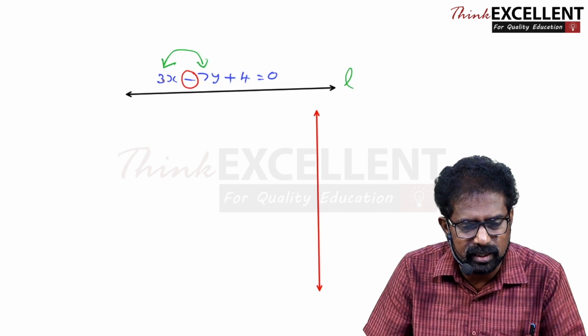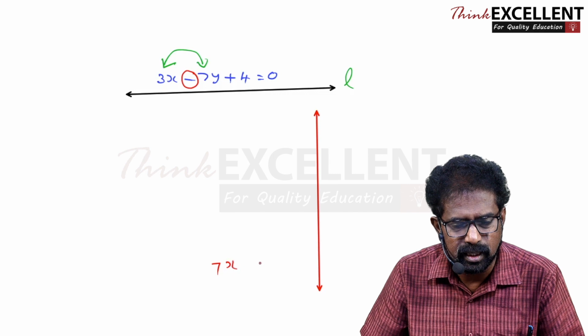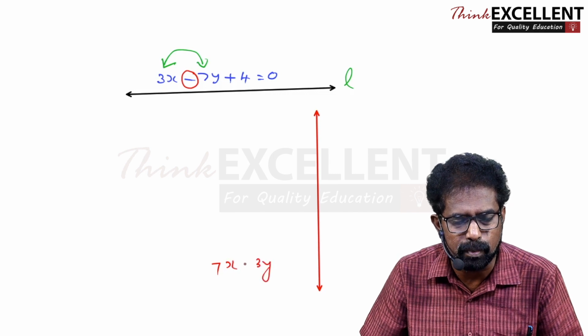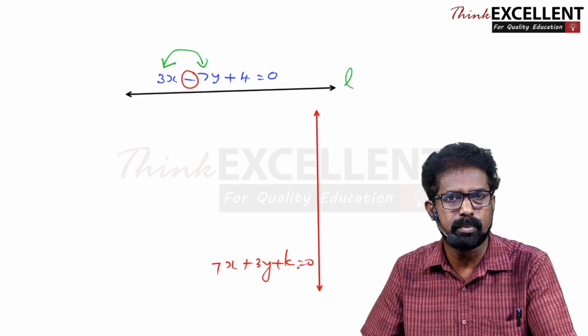Interchange the coefficients of x and y. So 7 will come here and 3 இங்க வந்துரும். அப்போ 7x 3y. In between you change the sign. Minus become plus. Also change the constant equal to 0. K கண்டுபிடிக்கும். They give some conditions.